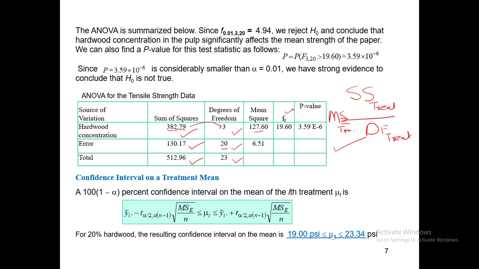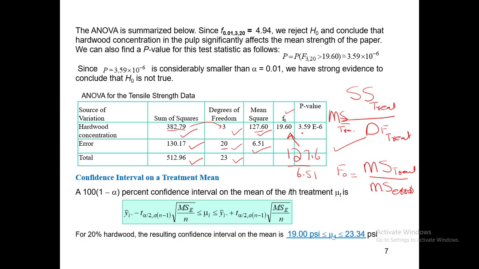Now what's the F? Basically, the F test is the ratio of two variances. The mean square of the treatment is the variance between different groups, and this MS error is basically the variance within all of the treatments. So F naught is MS treatment divided by MS error. When you divide 127.6 by 6.51, you will get the value of 19.6.